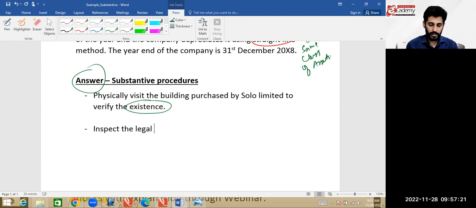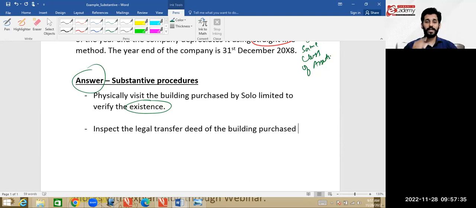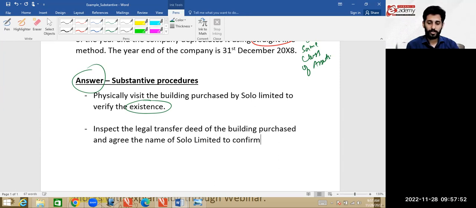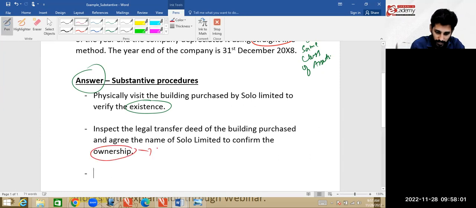inspect the legal transfer deed of the property. Inspect the legal transfer deed of the building purchased. Inspection is the procedure. Legal transfer deed is the source document of the building purchased. And you will have to agree the name of Solo Limited to confirm the ownership. And what is ownership? Ownership is actually showing the rights and obligations.